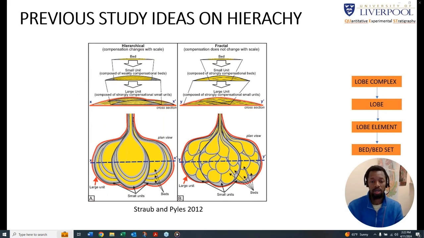So this is how previous studies have viewed submarine fan deposits to look like, where we have beds or bed sets stacking together to form lobe elements, and lobe elements stacking together to form lobes, and those stacking together to form the complex.